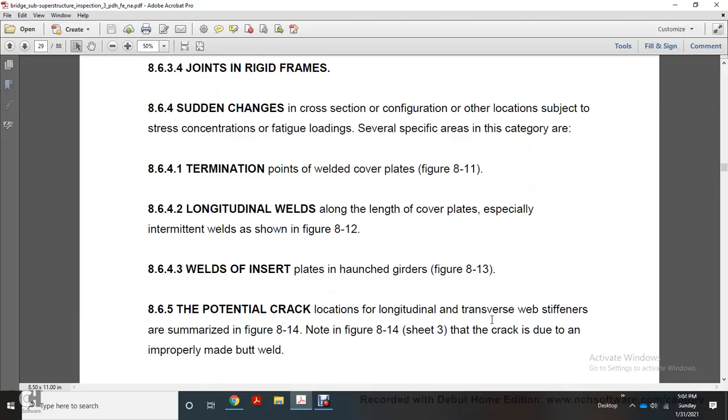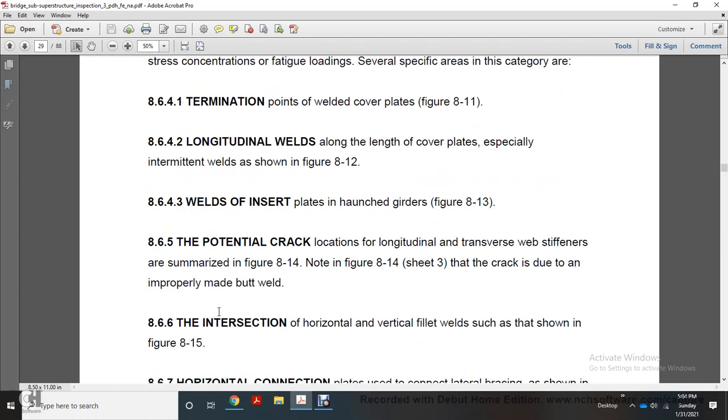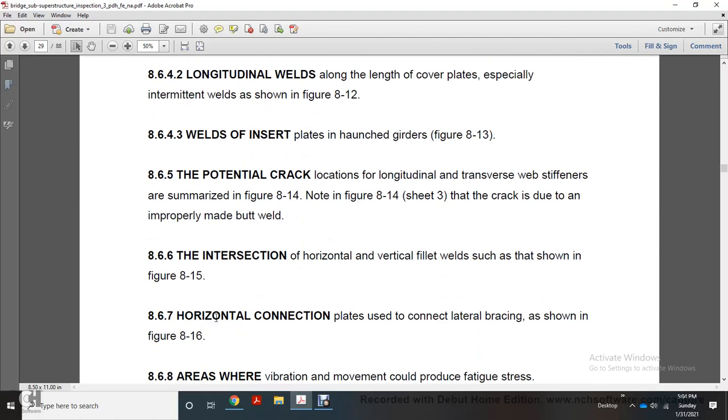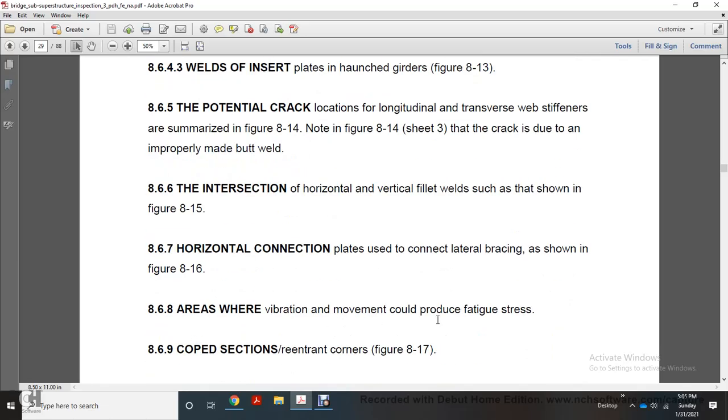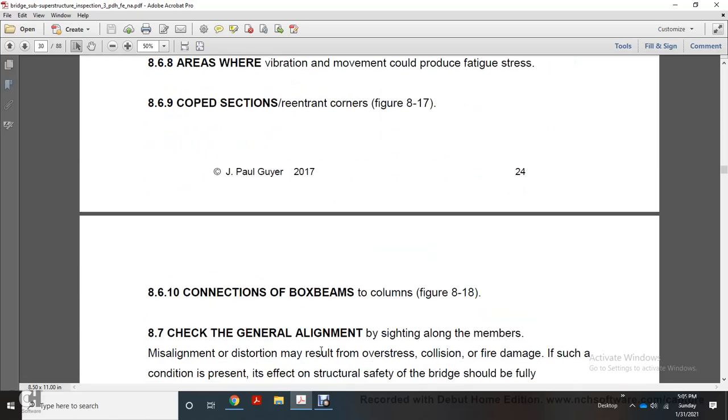Note figure 814 G3: if the crack is due to an improperly made butt weld, the intersection of horizontal and vertical fillet welds, as shown in figure 815. Horizontal connection plates with the connection to lateral bracing, shown in figure 816. Areas where vibration or movement can produce fatigue stress: cope section and re-entrant corner, figure 817. Connection of box beam column, figure 818.